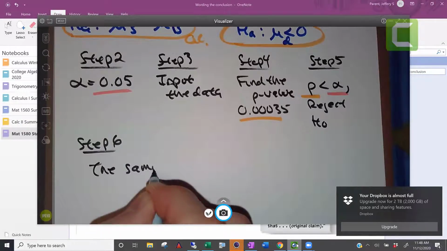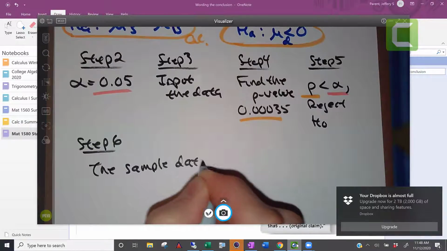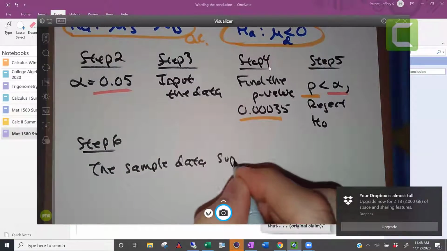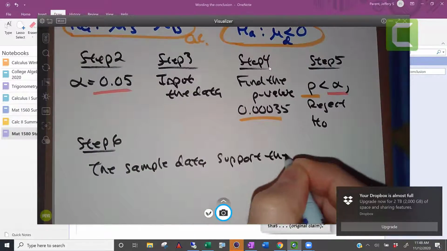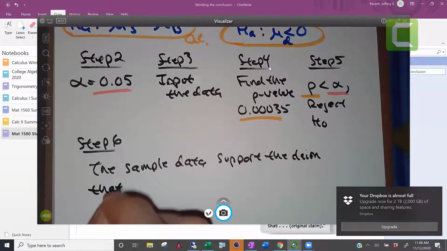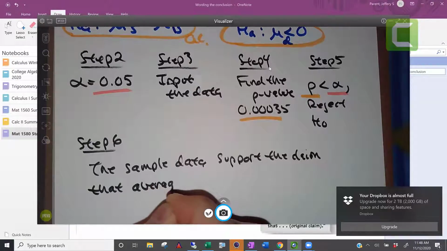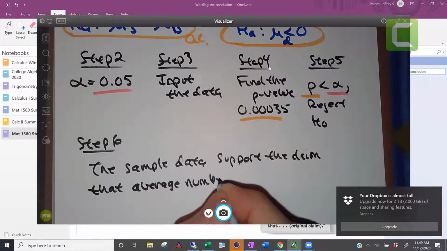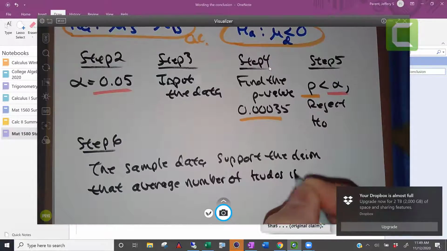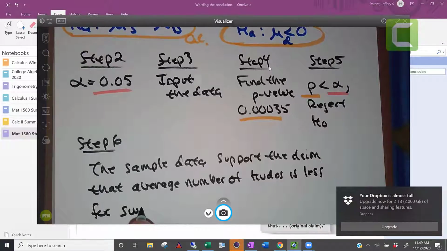Sample data support the claim that the average number of kudos is less for swimming than it is for biking.